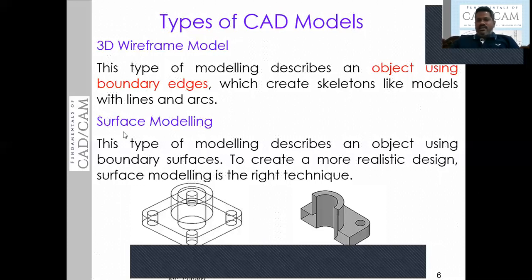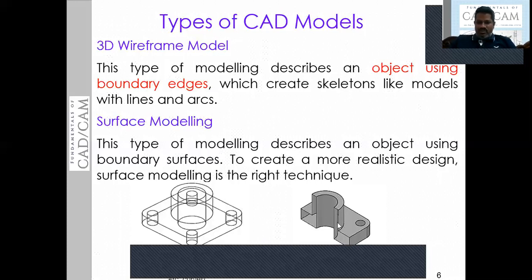Then you have the other 3D CAD model, the surface model. A surface model is also a 3D CAD model. This type of model describes an object using the boundary surfaces. That means this object consists only of the surfaces. If you see that model, you can see only the surfaces. That type of surface model you can observe in this figure. This figure consists only of the surfaces.